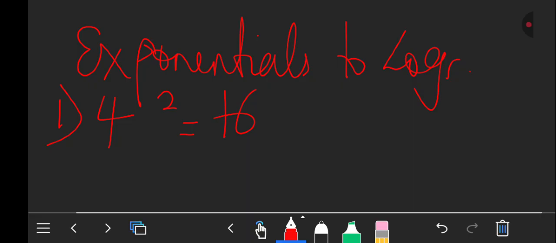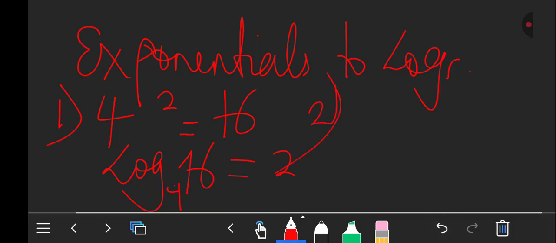So what you need to do, you introduce log on 16. Then after you do this, the base still remains the base. The power is what comes here. Okay? So we're going to have log 16, then the base is 4. So it will be base 4 is equal to 2. This is how to convert, as simple as that.